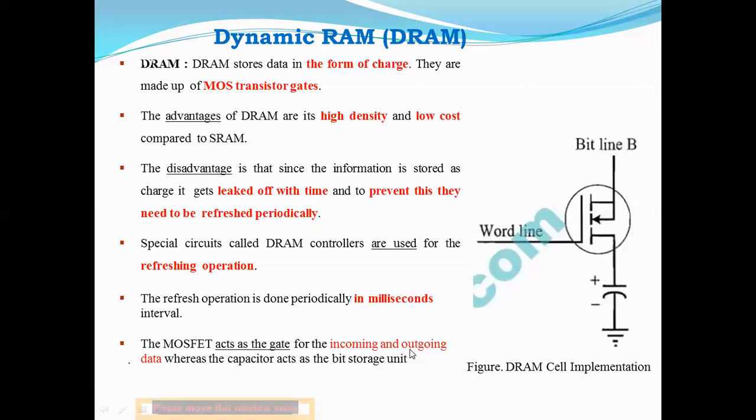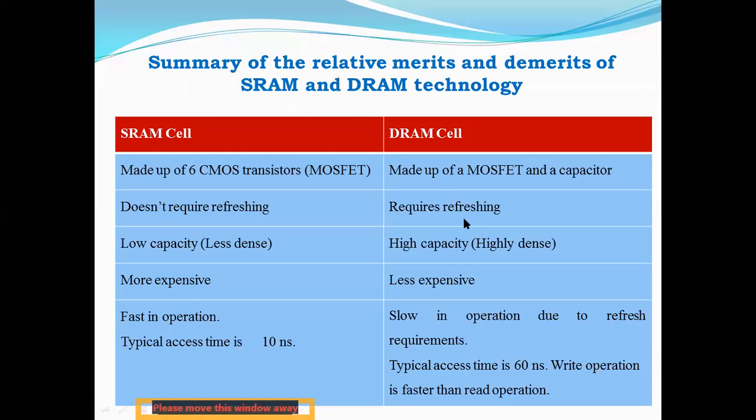Okay, so next, there will be one question on the next part. What is the difference between SRAM and DRAM cell? You just saw in the diagram that the SRAM cell is made up of 6 MOS transistors, whereas the DRAM cell is made up of a MOSFET transistor, and the data is stored in the capacitor. In the SRAM, the transistors are storing the data, but in the DRAM cell the transistor is acting as a gate.